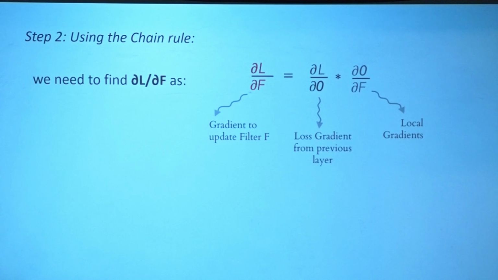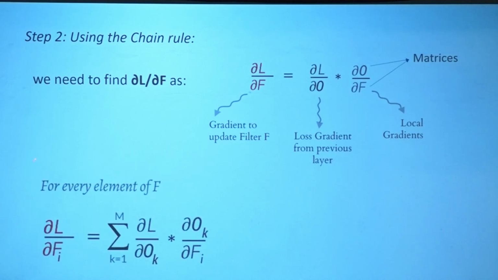For simplicity, we have the equation. We can easily use this formula for doing this calculation, dou L by dou F. How can we do this? Our F is a 2 by 2 matrix with 4 elements, right? 1,1, 1,2, 2,1, 2,2. Correct. So with respect to each filter element, 1,1, 1,2, 2,1, 2,2, we need to calculate dou L. So for every element of F, we are supposed to calculate this one.